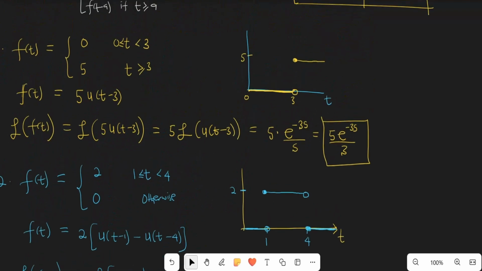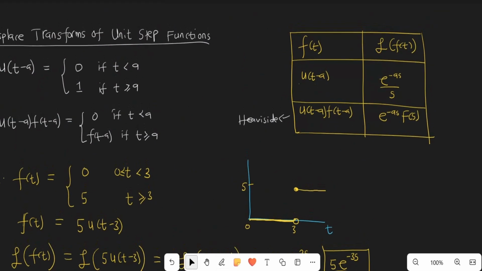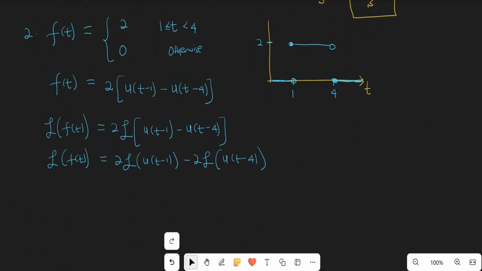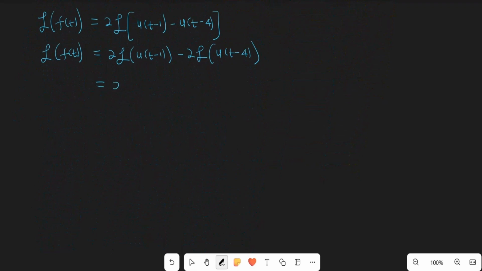So the same thing, we go back to our table. Laplace transform of u of t minus a is going to be e to the negative as over s. So e to the negative as over s. So this one is going to be 2, and a in this case is 1. So this one is going to be e to the negative 1s, which is e to the negative s, all over s, minus 2. This is e to the negative as, a in this case is 4. So that's going to be e to the negative 4s all over s. So this is the Laplace transform of the function f of t.